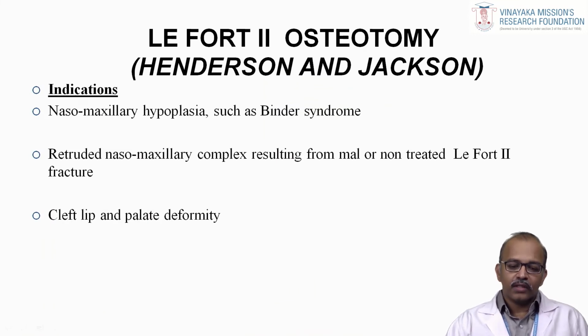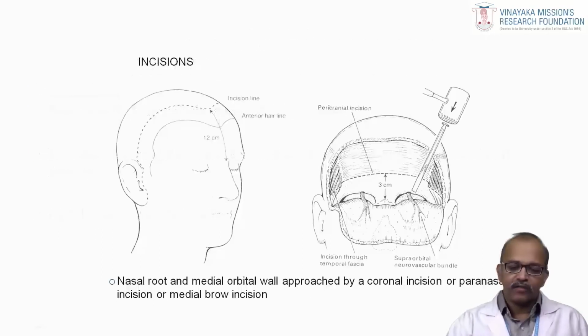Le Fort 2, this is just a higher level, for nasomaxillary hyperplasia such as Binder syndrome, reduced or retruded nasomaxillary complex resulting from mal or non-treated Le Fort 2 fracture, cleft lip palate or nasal midface hypoplasia. Incision for this osteotomy would be a coronal incision, a median brow incision, a paranasal incision.